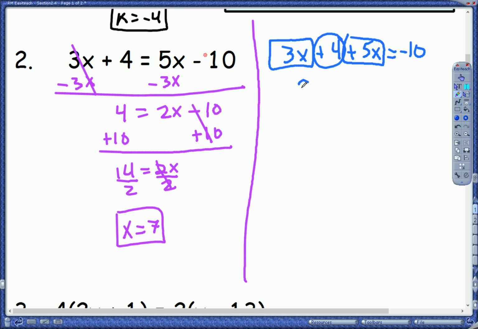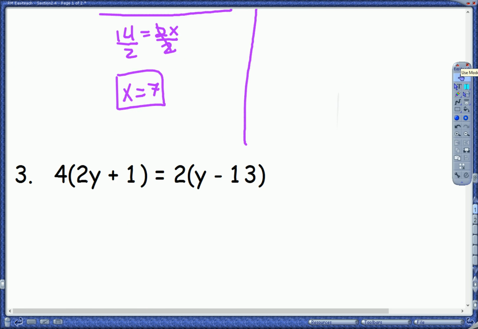3 plus 5 is 8. 8x plus 4 equals negative 10. You guys see the difference here? That's important because I saw some of us on the quiz, we had an equation like this, and instead of combining 3 plus 5, you were subtracting 3, but you can't do that when they're on the same side. Okay, so I just wanted to point that out.